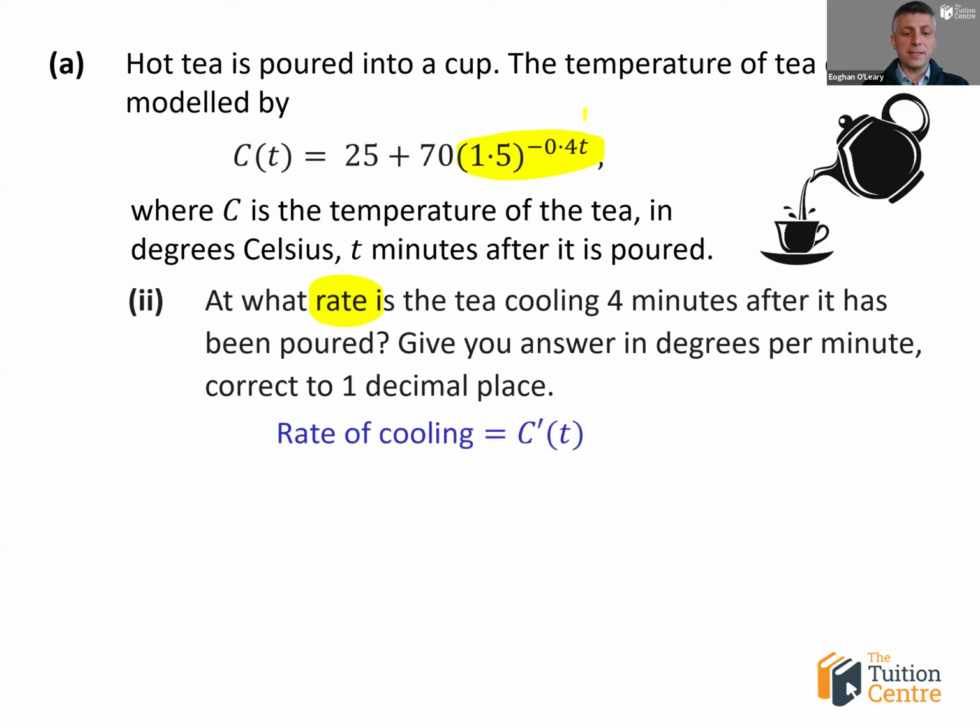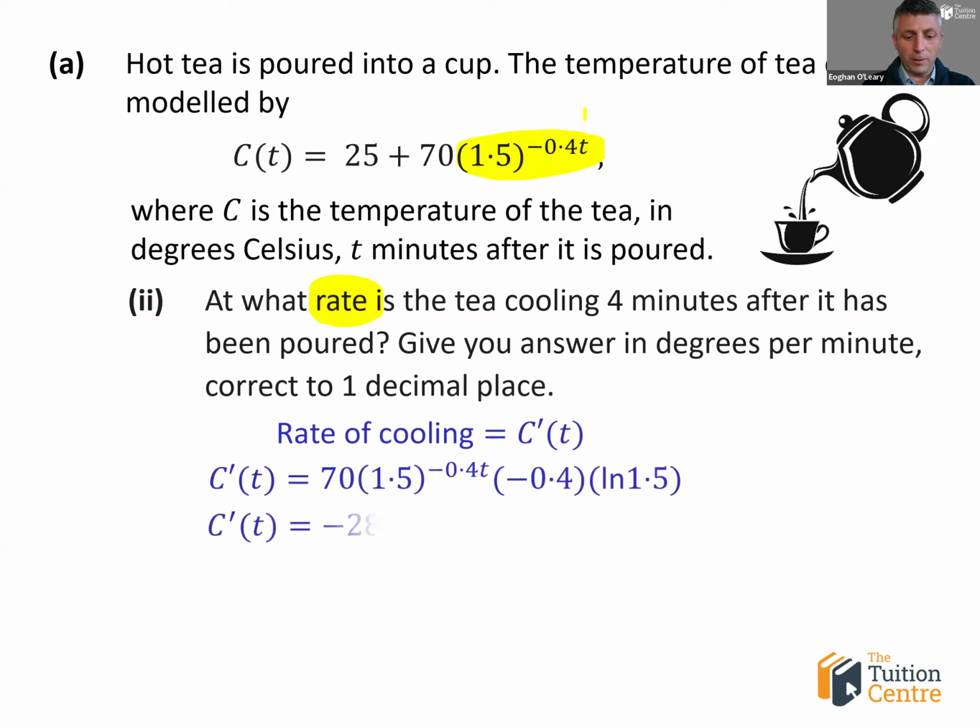And what we're going to have is we're going to say the rate of cooling. So the first derivative, C dash T. So what it is we're coming from, the 25 is going to disappear because it's a constant. And then we have 70, which is just the coefficient, times 1.5 to the power minus 0.4T.